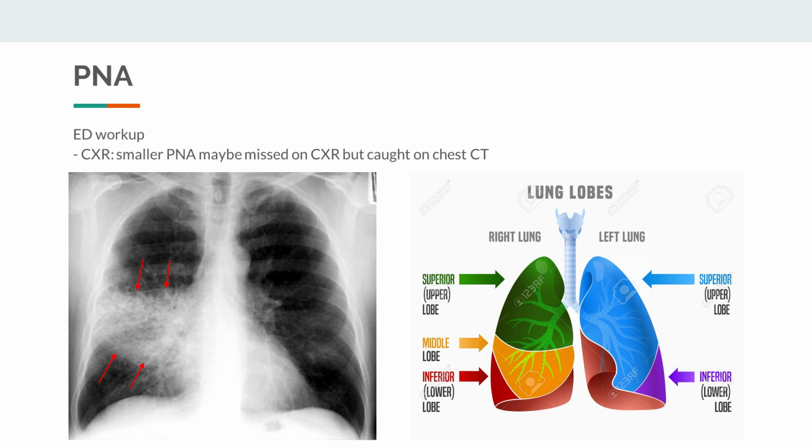Infiltrates is a fancy medical term for fluid that has passed through a filter of some kind, alveolar tissue in this case. And a real quick review on the anatomy of the lungs. The right lung has 3 lobes, upper, middle, and lower, and the left lung just has 2 lobes, the upper and the lower. While the chest x-ray is generally pretty good at catching pneumonias, smaller pneumonias may be missed on chest x-ray but caught on CT scans.